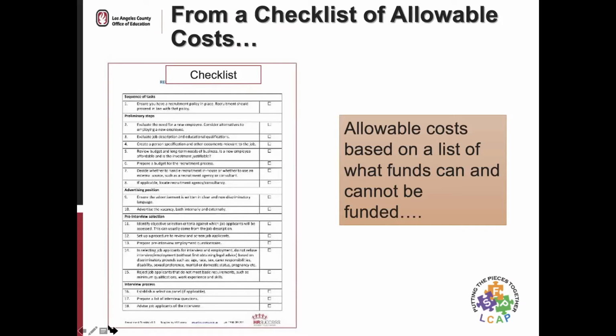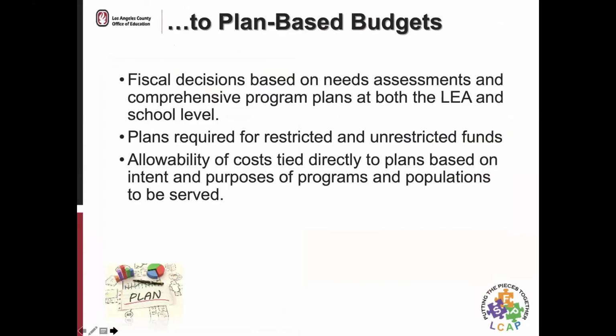plan-based budgeting, the checklist for most programs, there really isn't a checklist. There isn't a list that says, or if there is, it's not as clear and specific. Particularly Title I is one of the main ones, and of course, LCFF is the other, where there really isn't. It's totally connected to the plan. There are still rules, but the focus is on the plan, and the rules are embedded in many cases in the plan. So plan-based budgeting is where we are now.